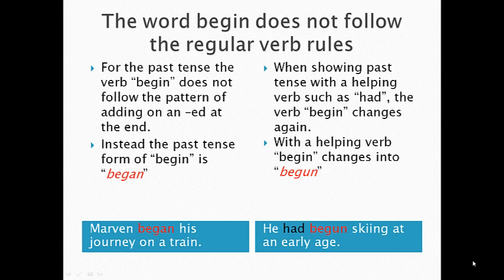When showing past tense with a helping verb, such as had, the verb begin changes again. With a helping verb, begin changes into begun. So, he had begun skiing at an early age.